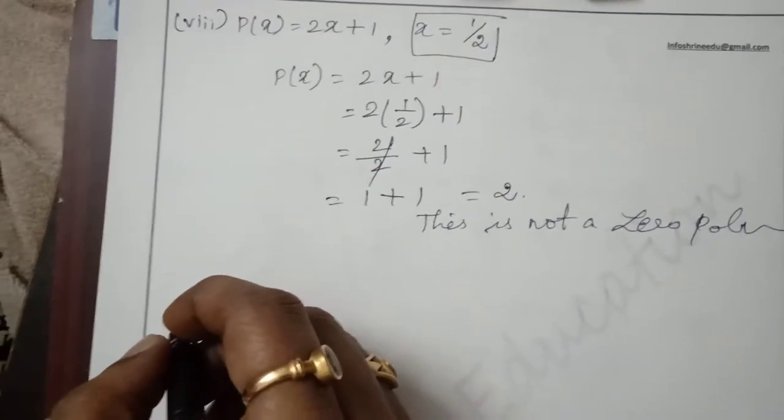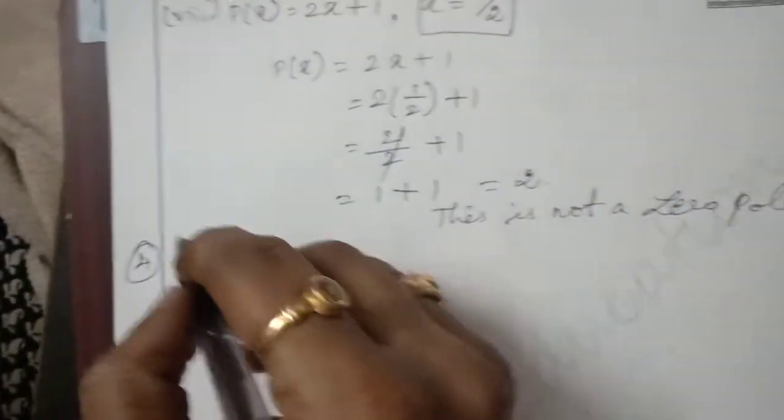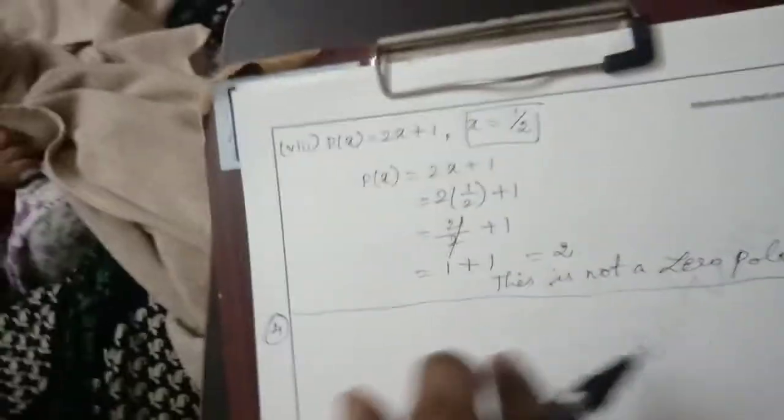Okay, alright, now let's move on to the 4th question. We are done with the 3rd one. Now let's move on to the 4th question. It is again on page number 35.